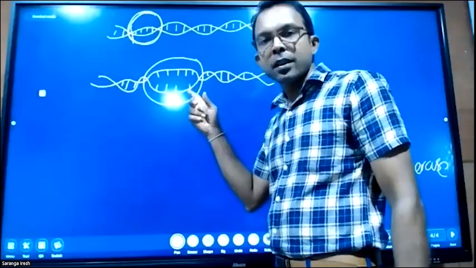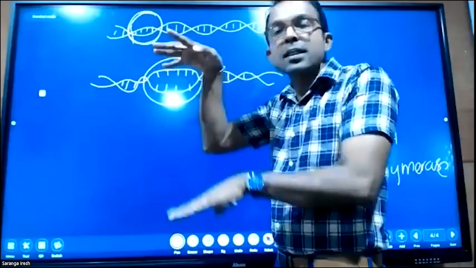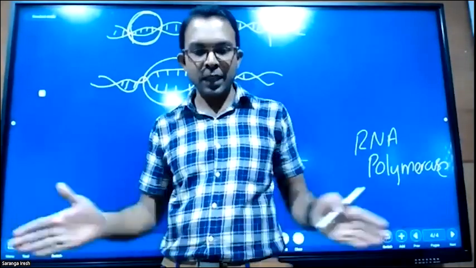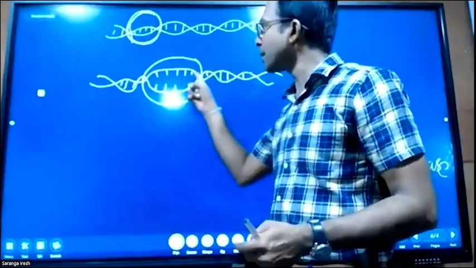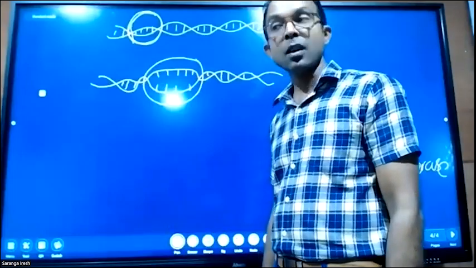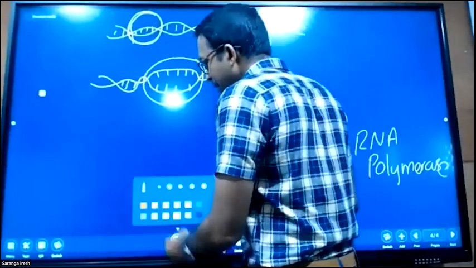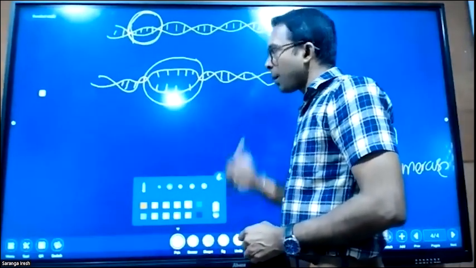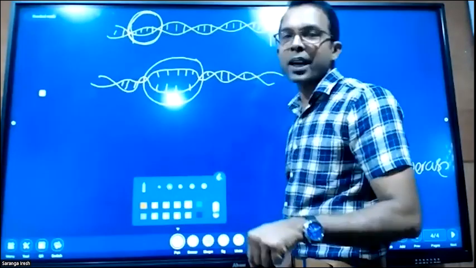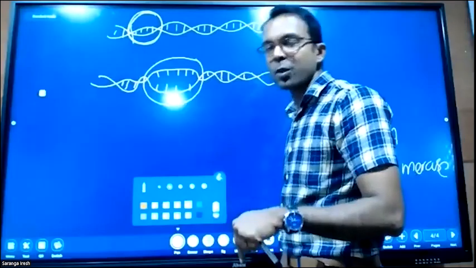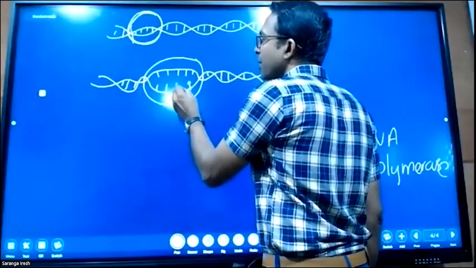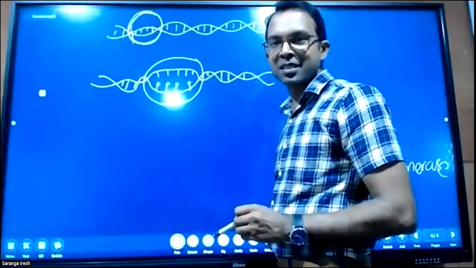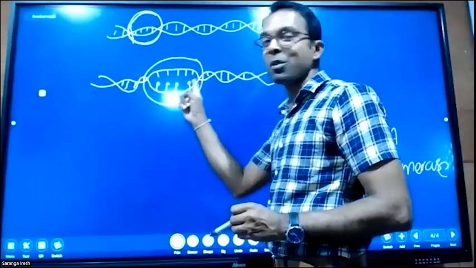Now it means that the strands are separated and the bases are open. Bases open because hydrogen bonds break. Individual bases are now open. What happens here? When the bases are getting open, the free ribonucleotides will deposit in front of these open bases according to the complementary base pair. RNA ribonucleotides deposit here.